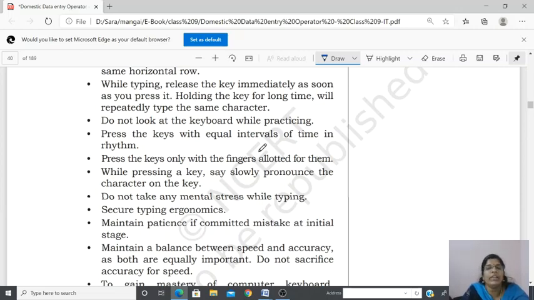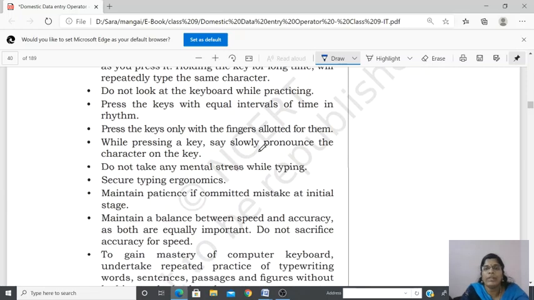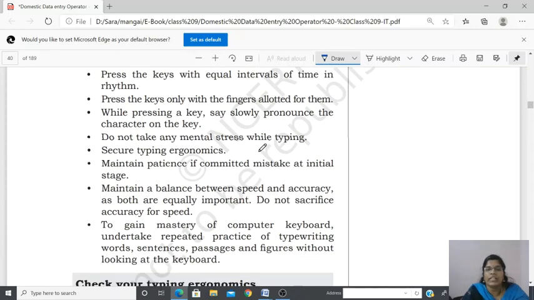Press the keys at equal intervals of time, in rhythm. The time gap should be equal. Press the keys only with the fingers allotted for them. If it's a little finger, you have to use only the little finger, don't use the middle finger, index finger or ring finger. Otherwise you will definitely make mistakes while typing, and spelling mistakes will occur. The right finger should go to the right keys. Then do not take any mental stress while typing, that's a common thing.